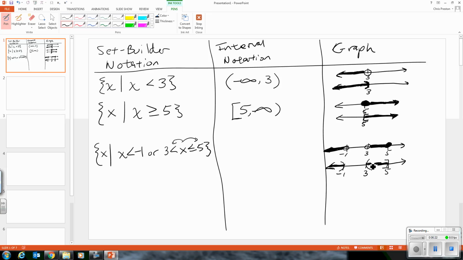So you can kind of see why some people might not like the parentheses and brackets. You kind of have to decide which way you're going before you draw them. Whereas the circles, you can just draw the circles and then figure out which way am I going.